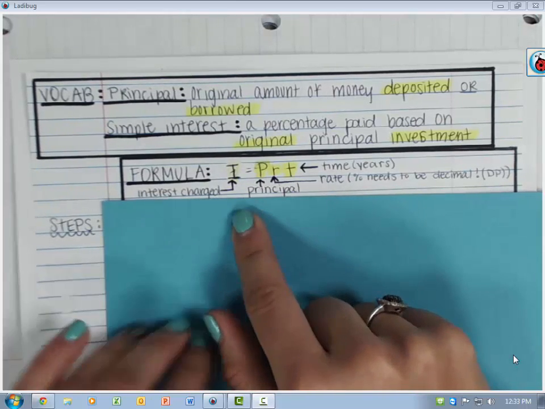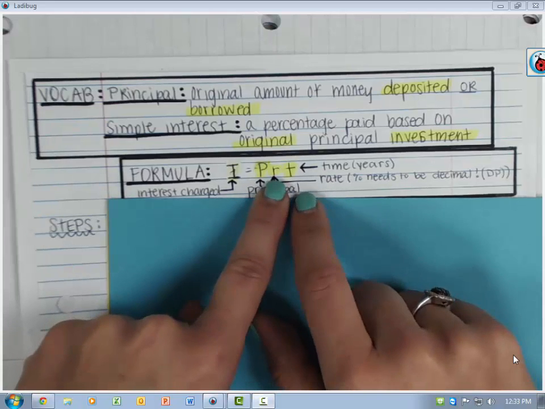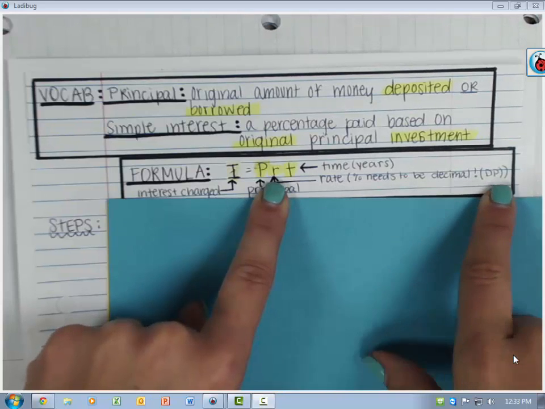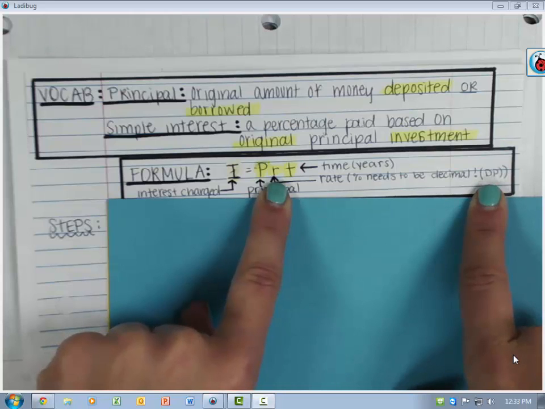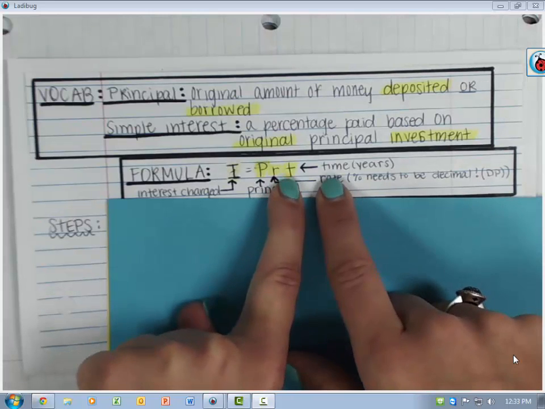Okay, so we have interest charged is equal to the principal times R, the rate. What's that percentage that they're going to charge you extra? It needs to be in a decimal. Don't forget you can use DP to turn a percent to a decimal, because in your question it'll give it to you as a percent. You need to turn it to a decimal. And your T is going to represent time. Your time has to be in years.